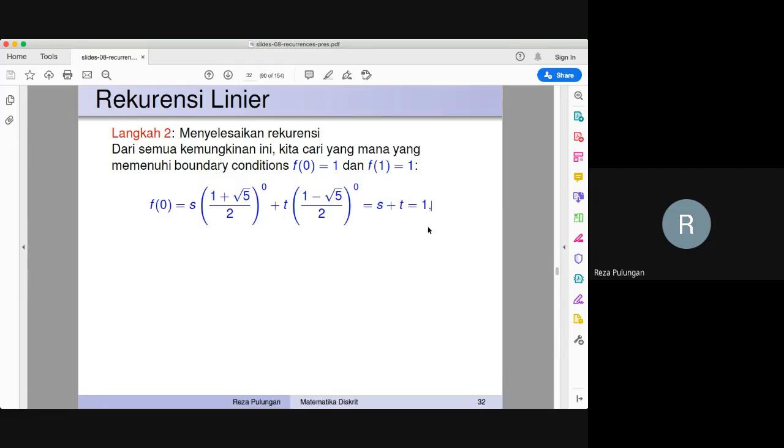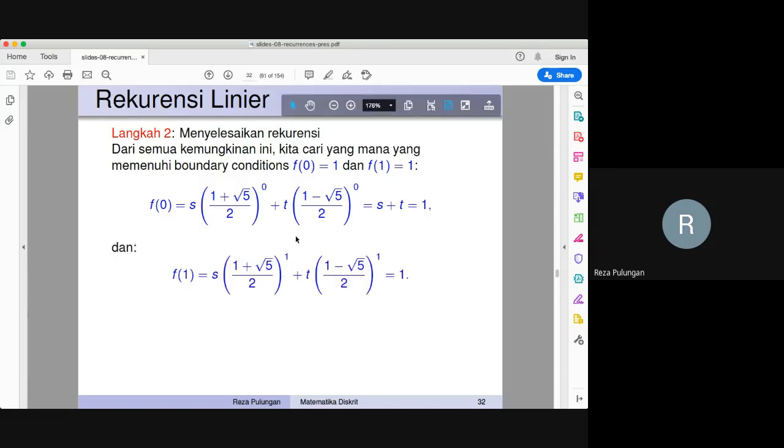Okay. Now, what else? Another one is F1. What is F1? F1 is S multiplied by this one to the power of 1 plus T multiplied by this one to the power of 1, and this is equal to 1. So you have right now two equations, and these equations are linear equations. So you have a system of linear equations. You know how to solve a system of linear equations to find S and T.